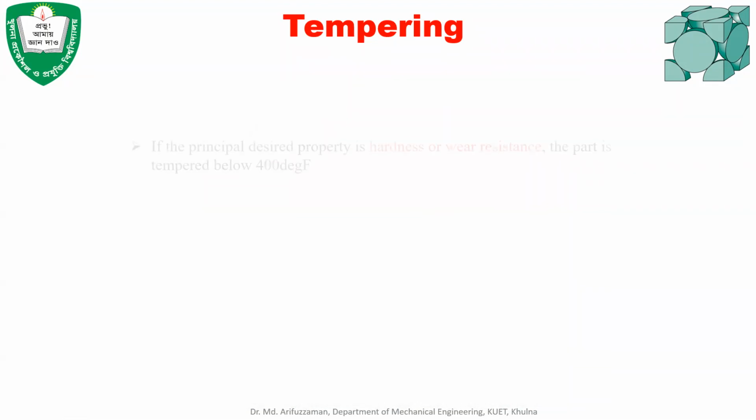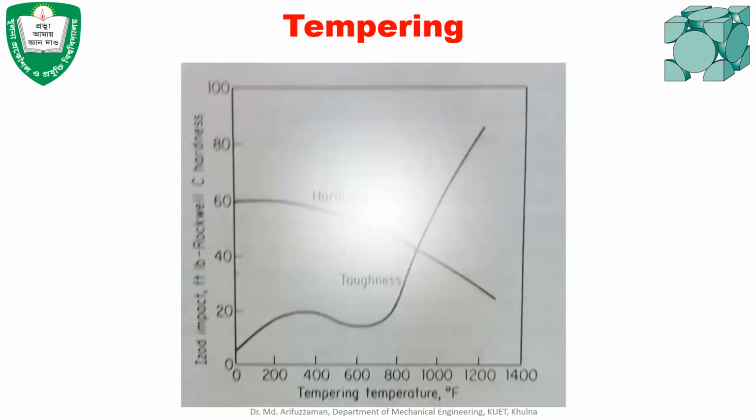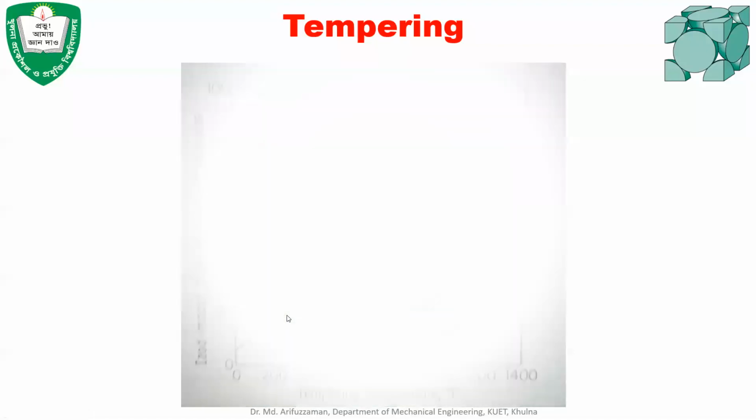All right. So tempering: if the principal desired property is hardness and wear resistance, the part is tempered below 400 degrees Fahrenheit. As I say, if you want high hardness, then you should do the tempering below 400 degrees Fahrenheit. Then you will get a very high hardness.